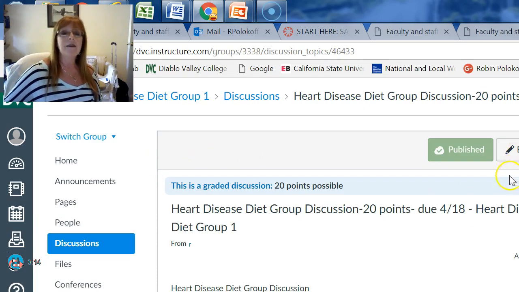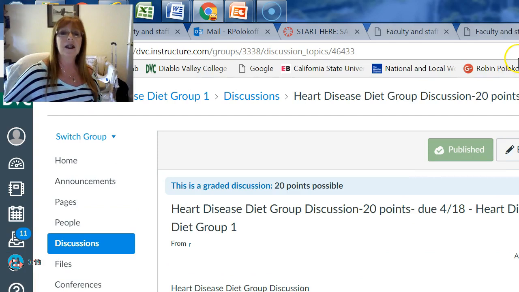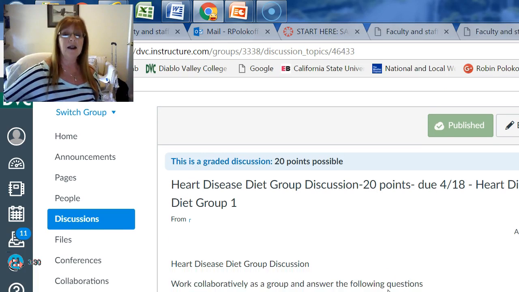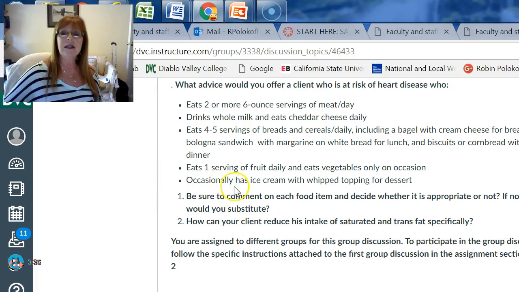That will actually bring up the discussion question, which is: work collaboratively as a group and answer the following question. What advice would you offer a client, etc. If you scroll down, you'll see underneath the assignment it gives you some specific directions. It says to participate in the group discussion, follow the specific instructions attached to the first group discussion. In your actual course, the instructions will be right here.